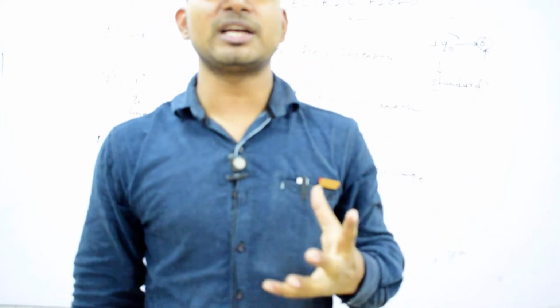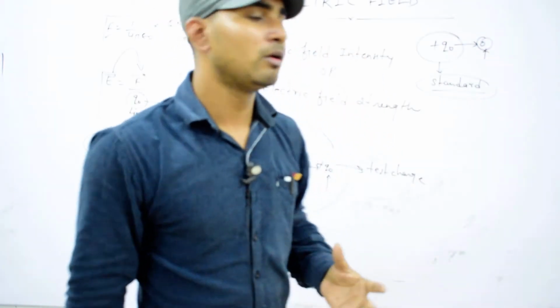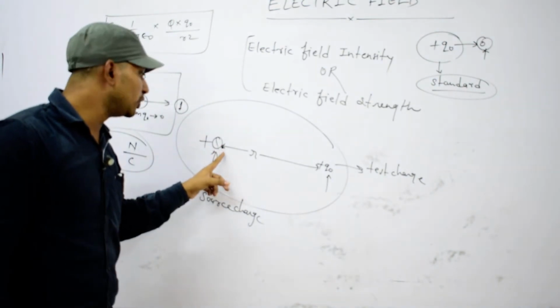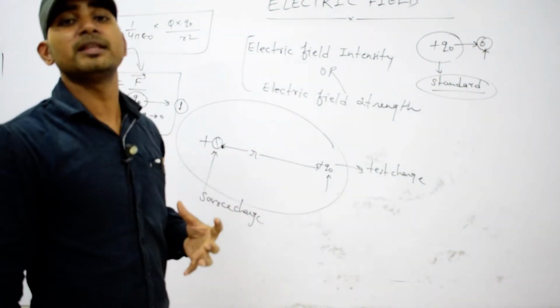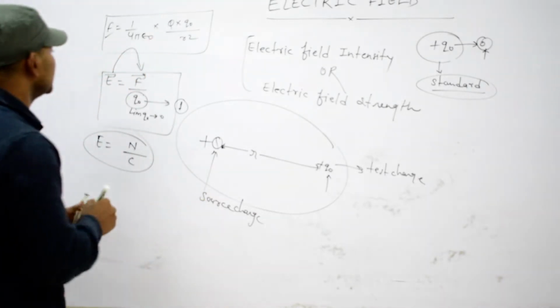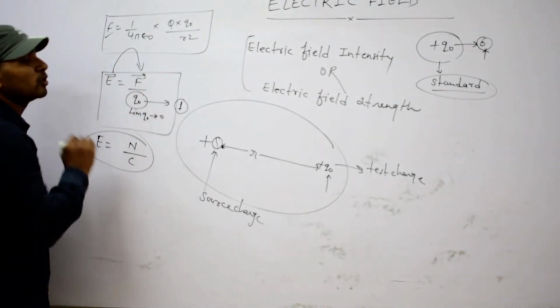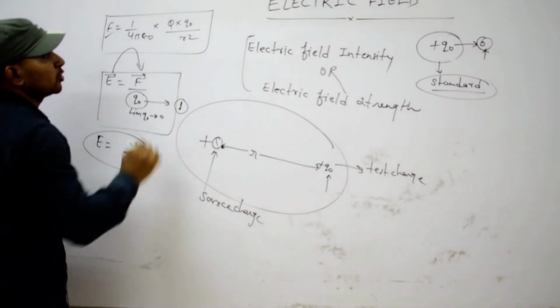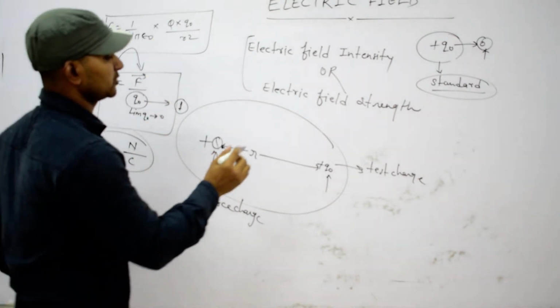That particular charge is called a point charge. If a plus q charge is placed here and I need to find the electric field intensity due to it, then see here, the formula of E is F upon q naught, and what is the formula of F? That we have calculated: 1 upon 4 pi epsilon naught q q naught upon r square.